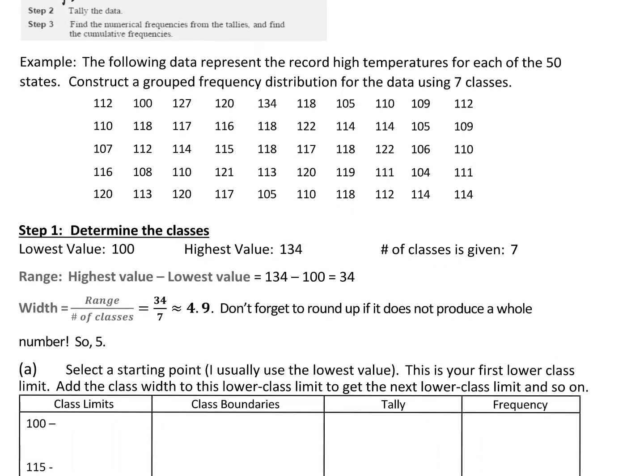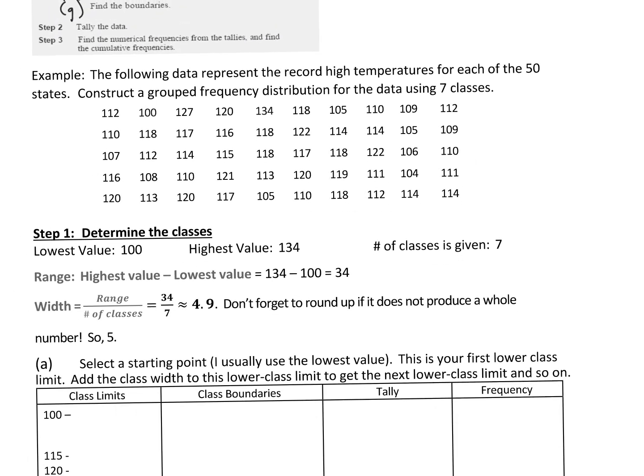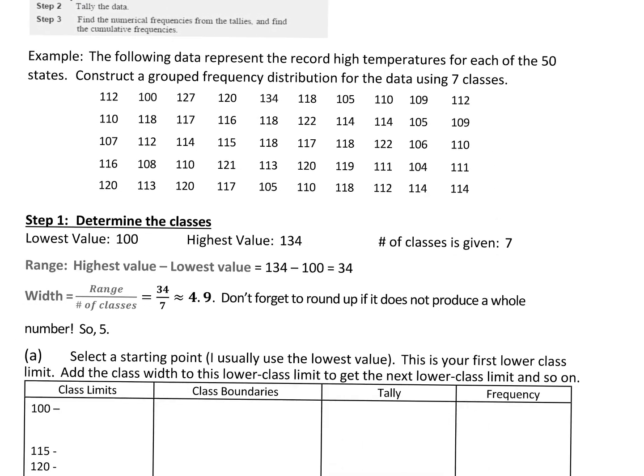All right, the following data represent the record high temperatures for each of the 50 states. Construct a grouped frequency distribution for the data using 7 classes. So first, we need to find the lowest value, and we find that to be 100. The highest value is 134. Then I can do 134 minus 100, which is 34. And that is my range.